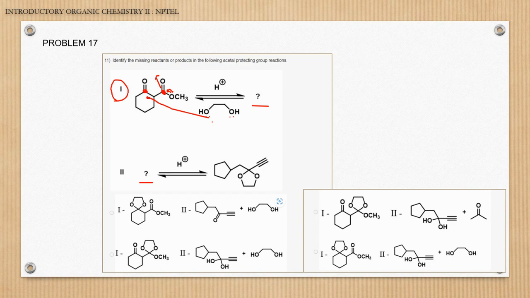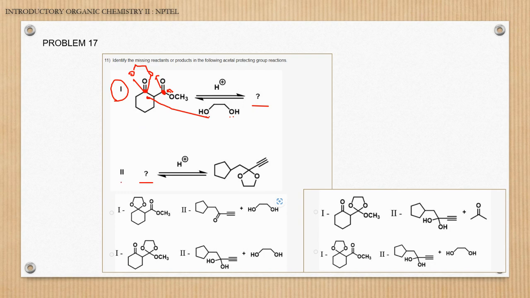So now tell me what will be the correct option for reaction number one? For reaction one only I'm asking. So here there is a protecting group that would be getting attached to this carbon. Fine. Instead of ester, you are having the protection of ketone.